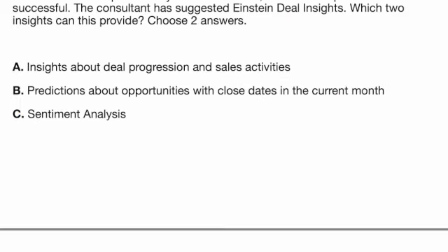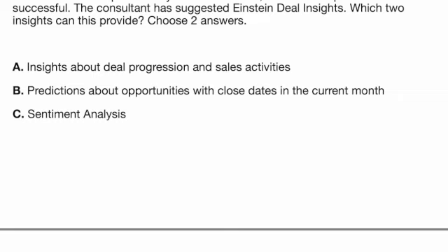So question 4. CloudKick's sales productivity is on the decline. While its competitors are more successful, the consultant has suggested Einstein Deal Insights. Which 2 insights can this provide? Choose 2 answers. So what 2 insights can Einstein Deal Insights provide us with?